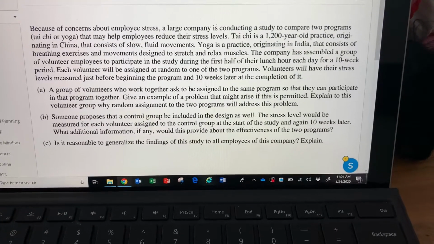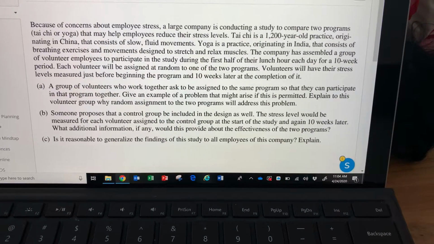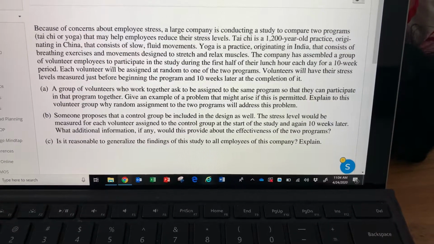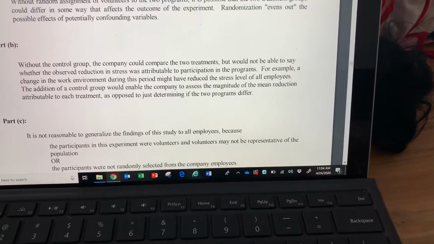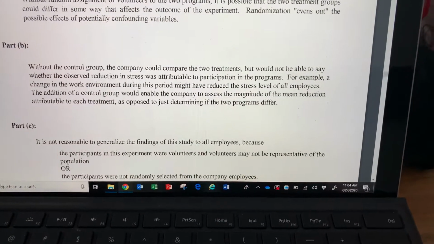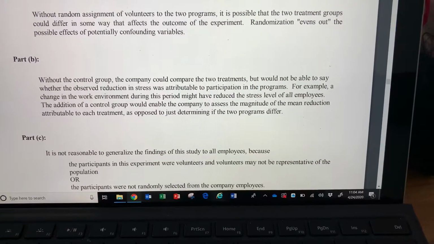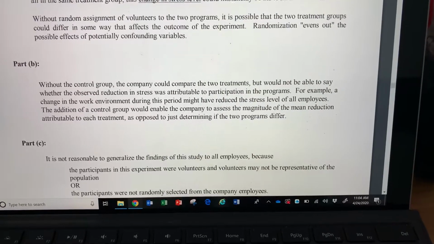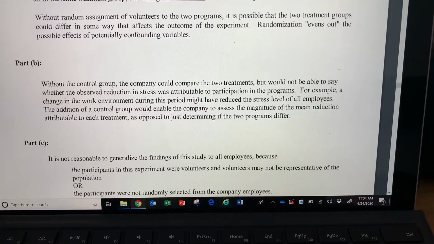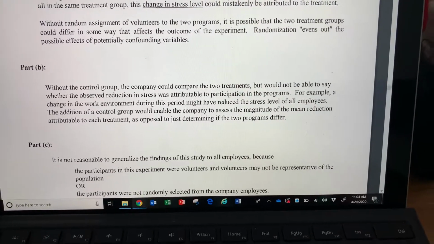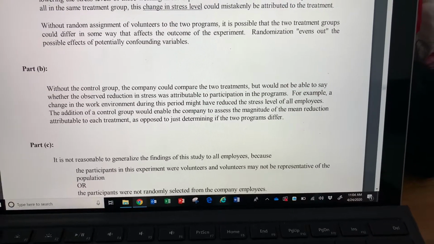Someone proposes a control group to be included in the design. The stress level would be measured for each volunteer assigned to the control group at the start and again 10 weeks later. What additional information, if any, would this provide of the groups? Well, let's see here. It says, without a control group, the company could compare the two treatment groups, but would not be able to say whether the observed reduction in stress was attributed to participation in the program. For example, a change in the work environment during the period might have reduced the stress level of all employees. The addition of a control group would enable the company to assess the magnitude.